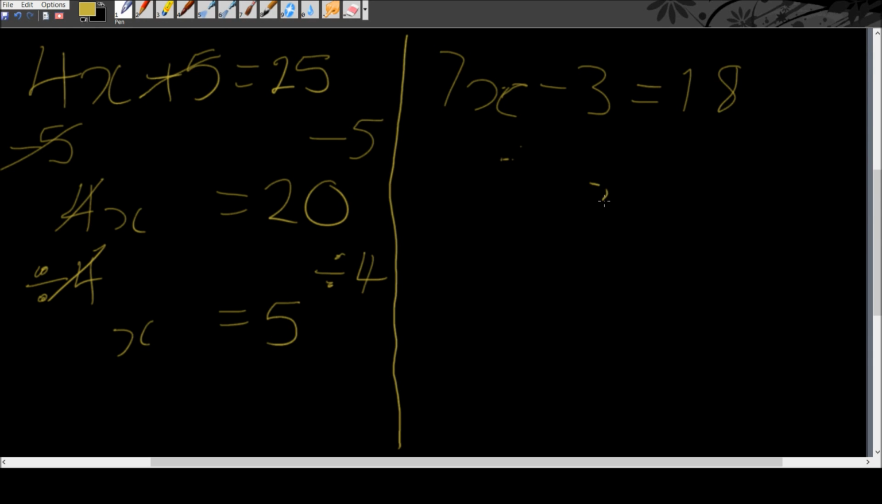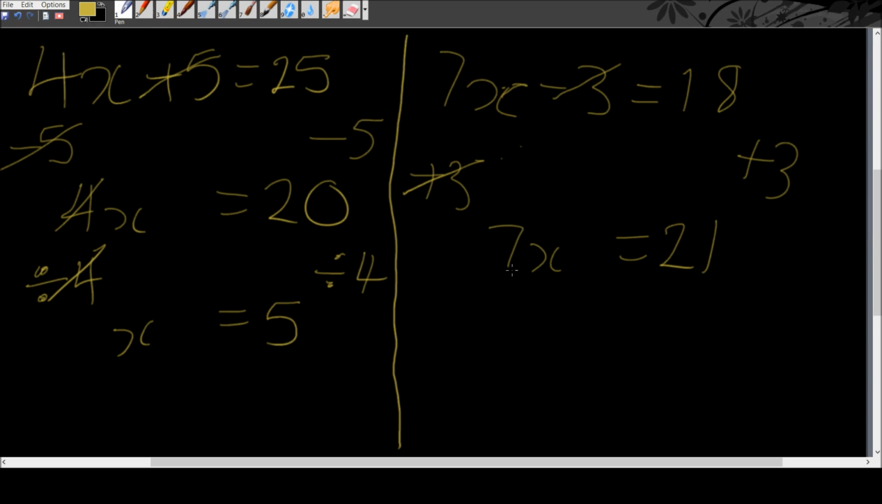Now we're going to look at this side here. 7x minus 3 is equal to 18. So we need to get rid of this minus 3 first. Therefore we're going to add 3 to both sides. That's the inverse of subtraction, which is addition. So we're just going to be left with 7x is equal to 18 plus 3, which gives you 21. So now we've got 7x equal to 21.